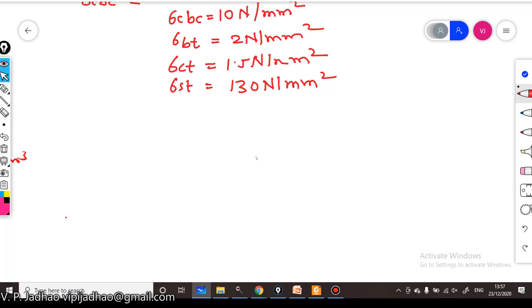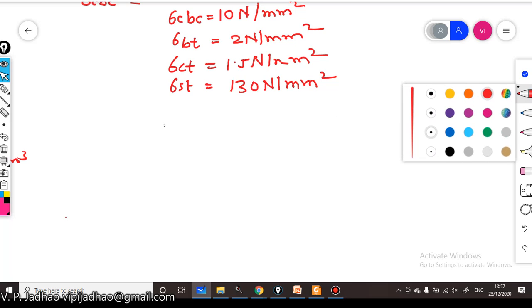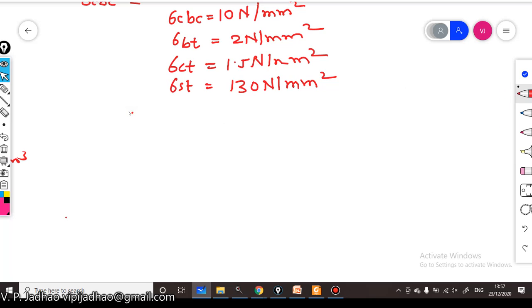Now we have to calculate the values of different design constants. We will be designing considering the working stress method. So for that working stress method, we have to find out the values of design constants. So step number one, design constants. We have different design constants in the working stress method.